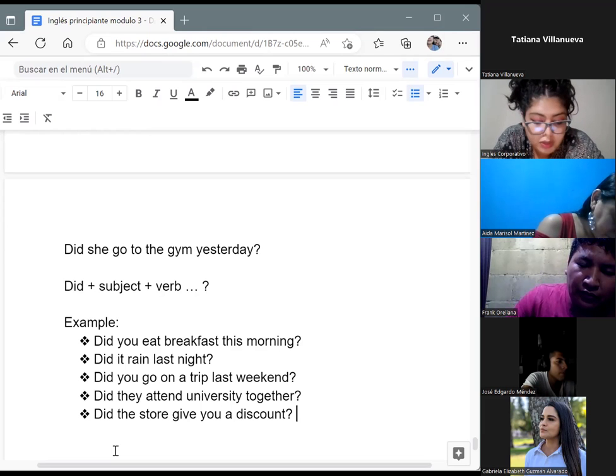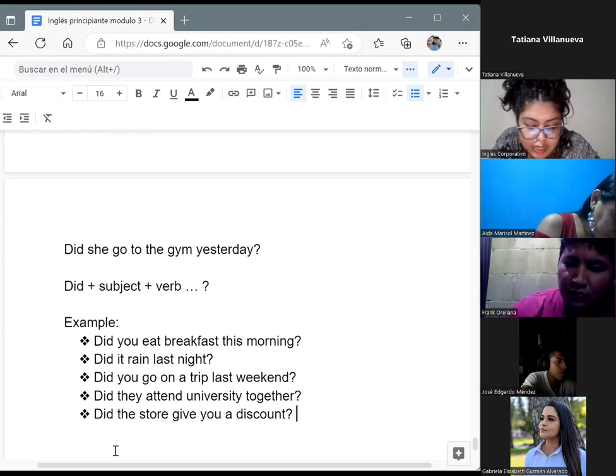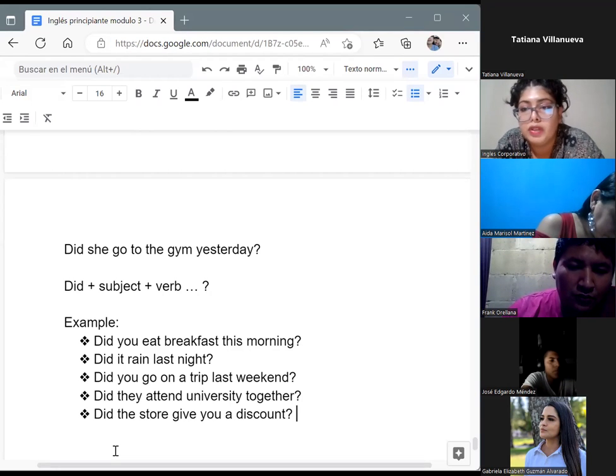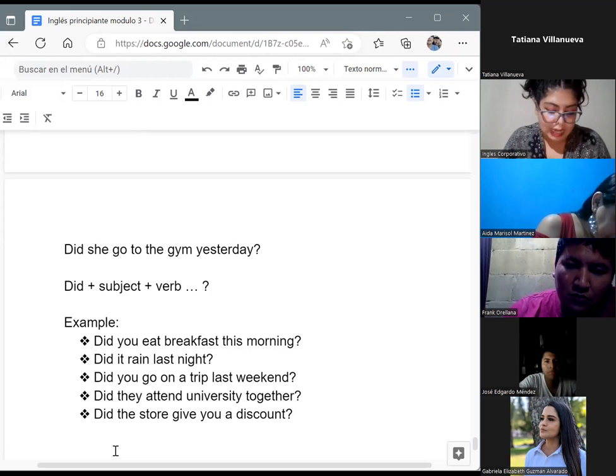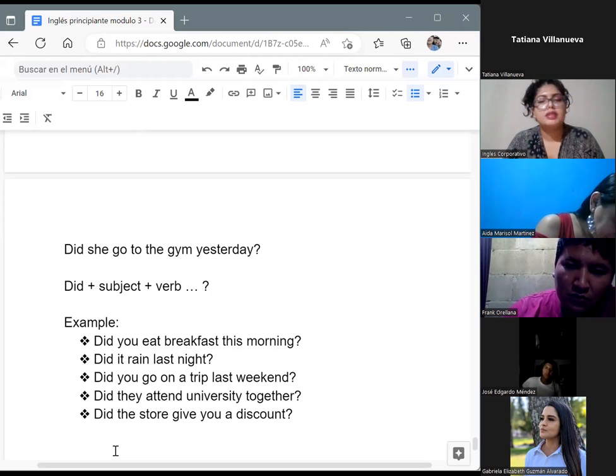So, we're going to continue. And it says, since these are just yes/no questions, you can answer with short or long answers. And we are going to see some possible answers. Vamos a ver algunas posibles respuestas a estas preguntas que pueden ser cortas o largas. But in this case, it's most common to create short answers. Vamos a hablar de las respuestas.